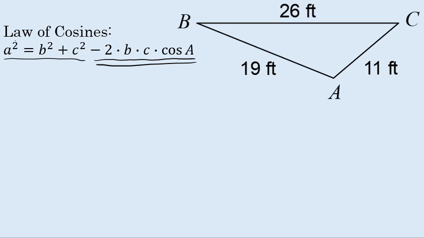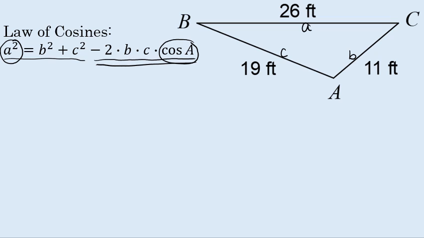On the left side of the equation, I have a squared, and on the right side of the equation, I have the cosine of angle A. Now, across from angle A is side A, across from angle B is side B, and across from angle C is side C.